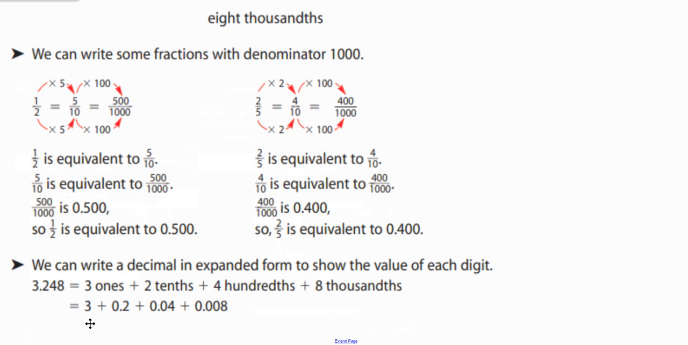And then using that place value, only writing that. So 3 and then plus 0.2, plus 0.04, plus 0.008.